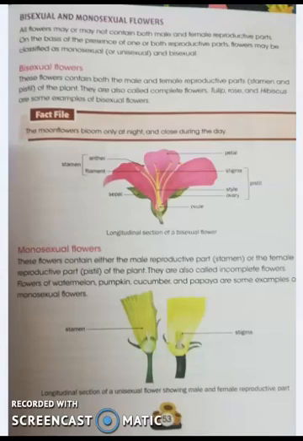Here you can see a longitudinal section of the unisexual, that is monosexual, flower, consisting of either the stamen or only the stigma. If they consist of stigma, the stamen is absent. If they consist of stamen, the whole female part, the pistil, is absent. That is why they are called monosexual or incomplete flowers.